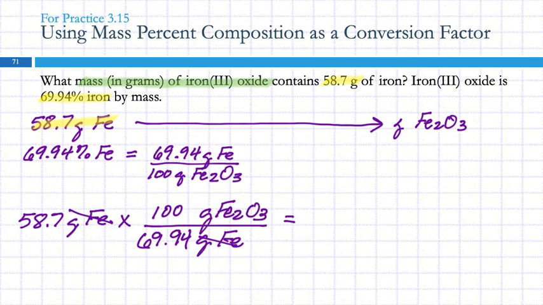So I've got 58.7 times 100 divided by 69.94. That's 83.929. The percentage I was given had 4 sig figs. My starting number had 3. So I'm going to end up with 3 and say 83.9 grams of Fe2O3.